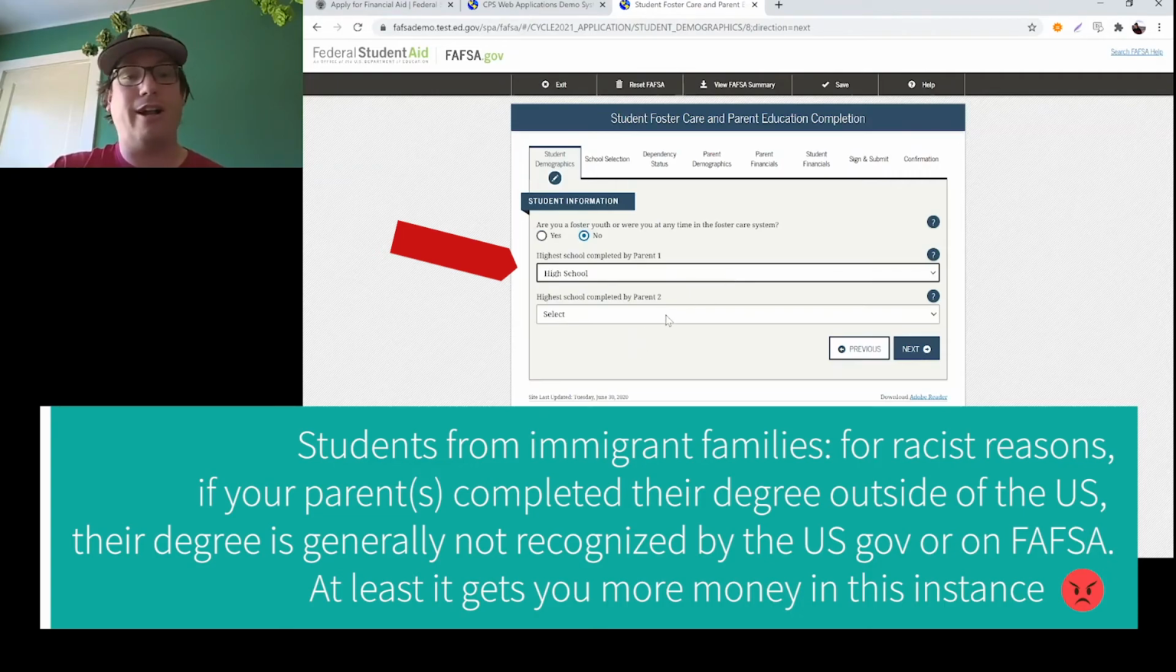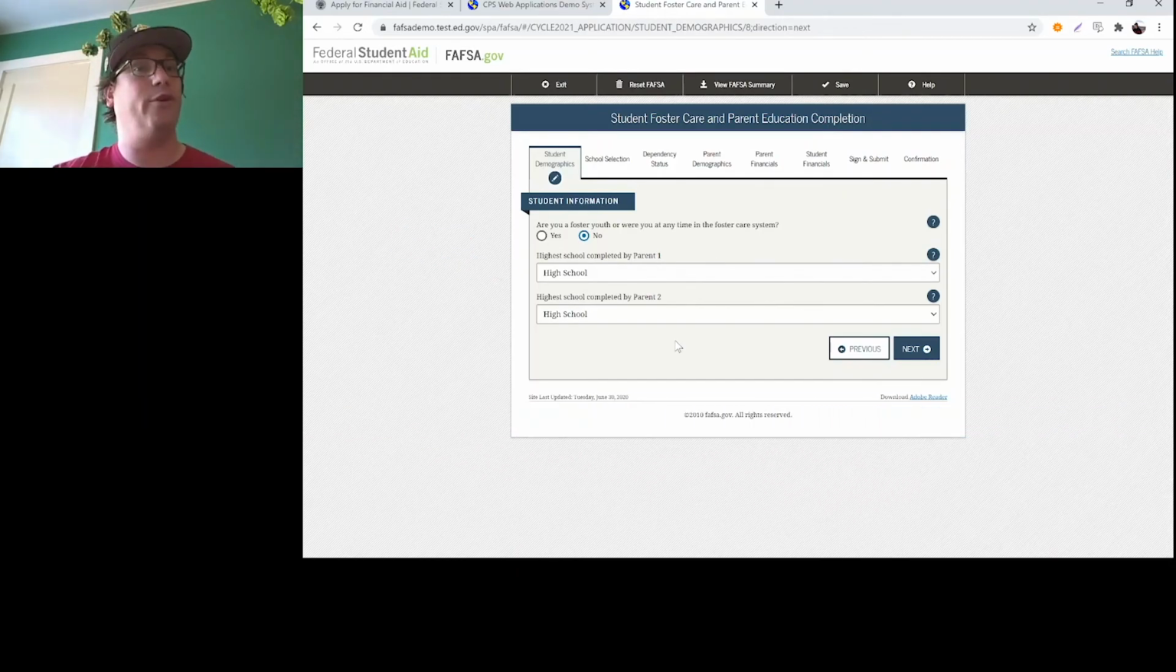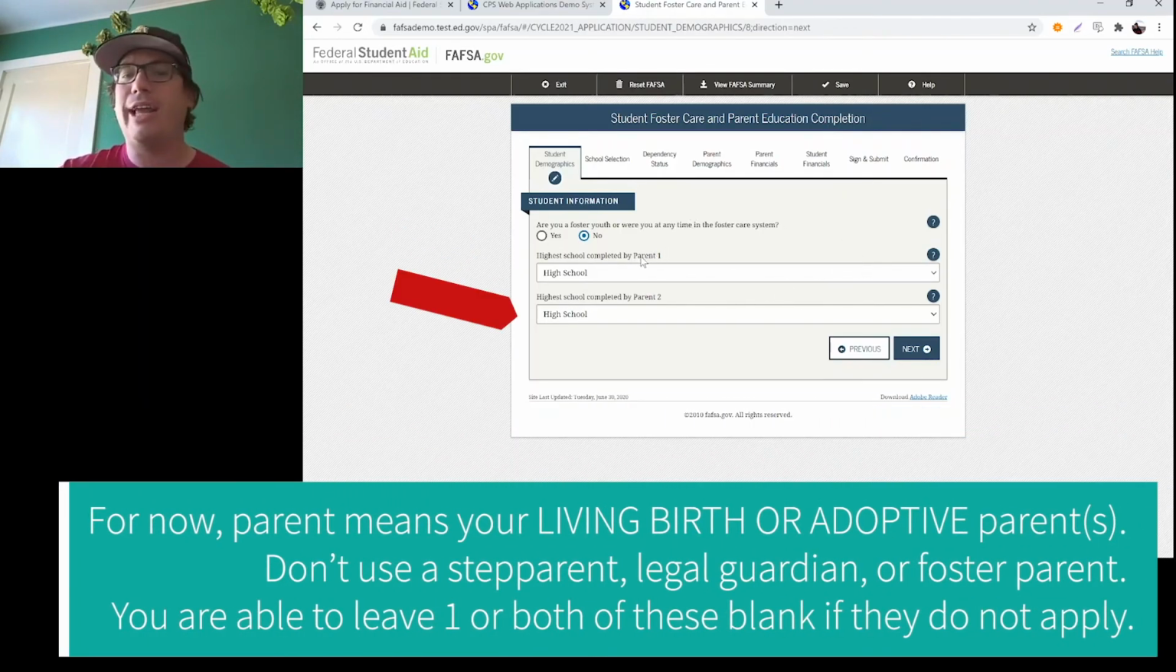My parents didn't go to college, so they both finished high school. That question is on there because the colleges that you go to might give you extra financial aid based on the educational status of your parents, okay? And we're going to talk later on what Parent 1 and Parent 2 means, because that's kind of a tricky question.